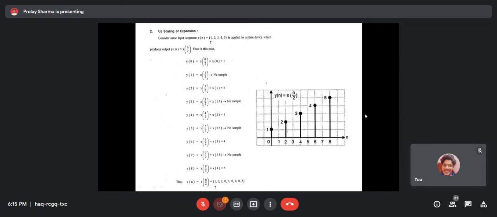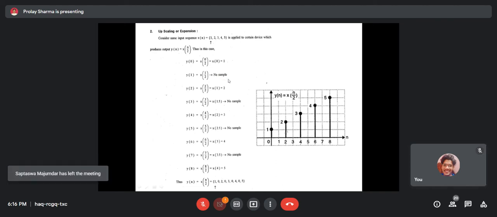So this axis is n, this axis is y[n]. So when n equal to 0, y[0] will be x[0/2], that is x[0], which is, according to equation 1, 1. Now if n equal to 1, then y[1] is x[1/2]. So in this equation you see this sample value is for n equal to 0, this sample value for n equal to 1, but there is no sample value for n equal to half. So there is no sample value, means 0.